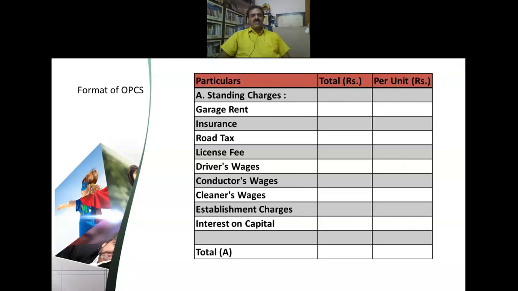Whether in a transportation industry there is one vehicle or two vehicles or 10 vehicles, whether the vehicle moves 10 kilometers or 100 kilometers or 200 kilometers, the salary remains the same, rent paid for the garage is the same, insurance remains the same, road tax remains the same. So the expenses which are fixed in nature are called standing charges.